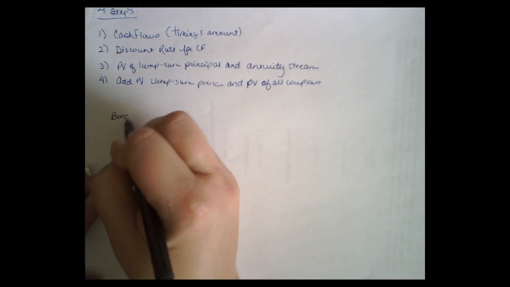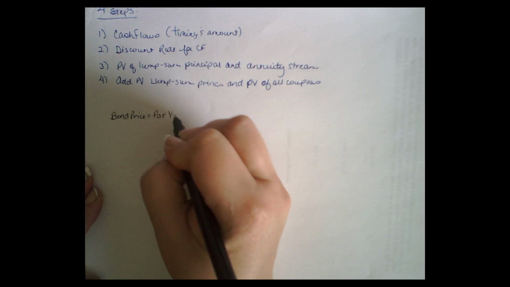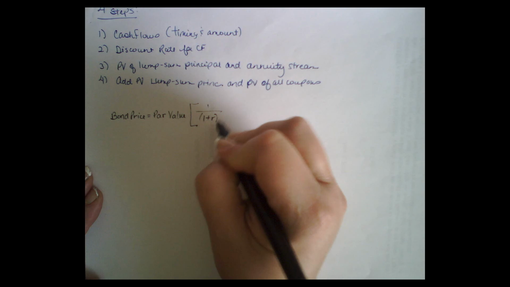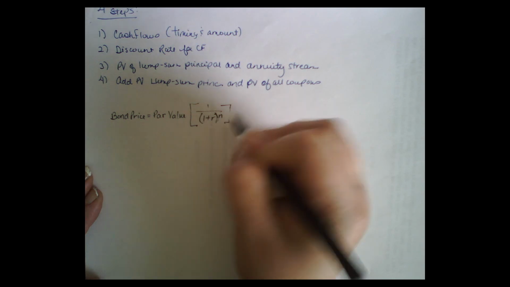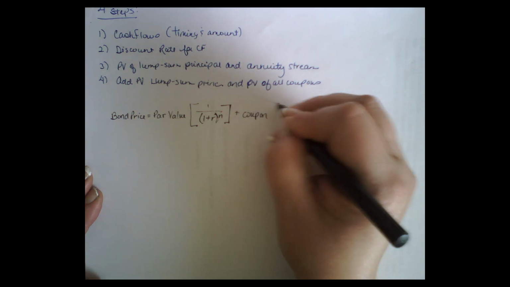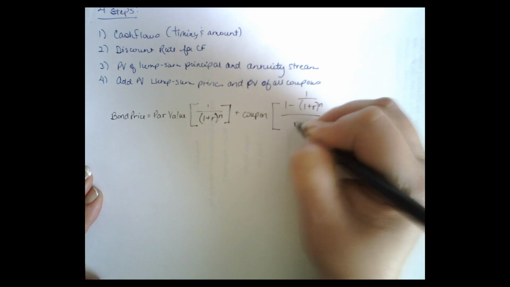Now ultimately, when we use this formula, it sets forth the 4 steps. So let's look at the bond pricing formula in greater detail. The bond price is equal to the par value times 1 over 1 plus r raised to the nth. That should look familiar to you. Plus the coupon times 1 minus 1 over 1 plus r raised to the nth, divided by r.